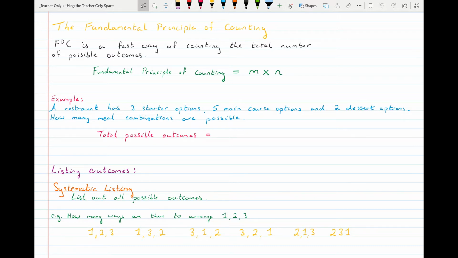And we have an example here where a restaurant has 3 starter options, 5 main course options, and 2 dessert options. How many meal combinations are possible? Well, they have 3 options for the starter, they have 5 options for the main, and they have 2 options for the dessert. So we multiply all those options together. 3 times 5 is 15, 15 times 2 is 30. So there are 30 possible meal combinations. And that's the fundamental principle of counting. You just multiply the number of outcomes for the first thing by the number of outcomes for the second.